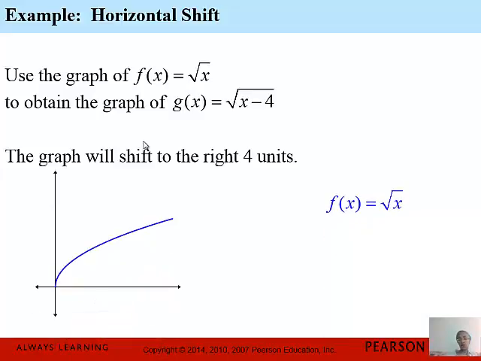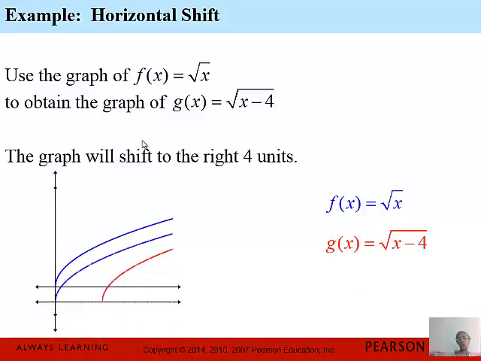So here's the graph of f of x equals square root of x, which is the standard square root function. Now let's look at what happens when we graph g of x, which shifts f of x 4 units to the right.